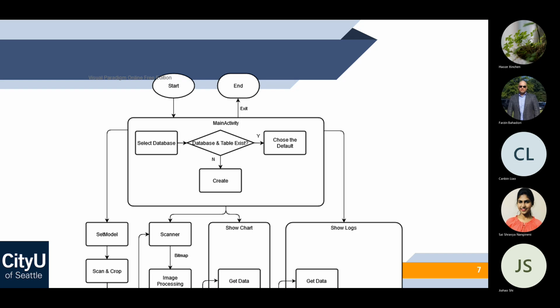On the main screen, I provide a way to select the database. If it doesn't exist, it will be created. Following that, we have four main activities. The set model page provides the ability to customize templates. After having the template, the user can scan and get the recognition results after giving the image. A graphical interface shows the statistics of the results. And the log page allows users to modify data that has been added.